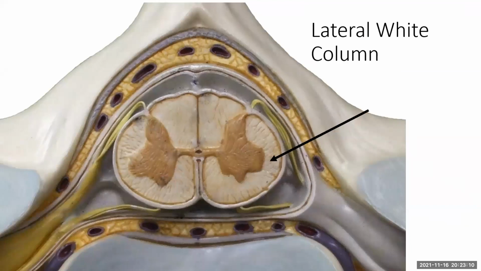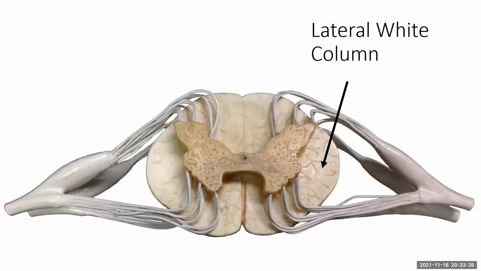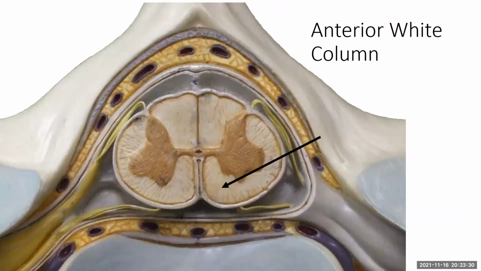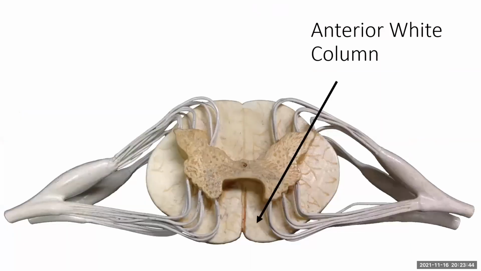All right, we move out to the side here of our spinal cord. Then we have our lateral white column. Lateral white column is going to contain a mixture of ascending and descending tracts, both sensory and motor. You can see the lateral white column here. And then we have the anterior white column in the front there. Again, that will have a mixture of sensory and motor tracts in the anterior portion of our spinal cord. There, there.